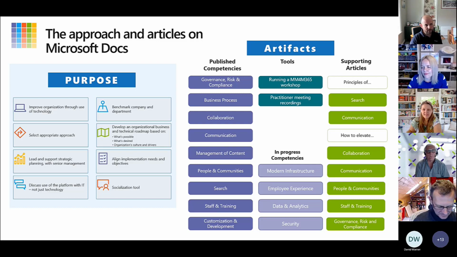The purpose of the maturity model is to improve the organization through the use of technology and through the Microsoft 365 platform, but it's not technology focused. It's focused on the business, using business language and trying to help businesses who need to achieve the same things: good at communication, good at collaboration, improving the way they manage their content, maybe the way they produce and develop software and customize their 365 platform. It's a way of socializing content and how to do things better, and it's a community effort. So modern infrastructure is coming soon.